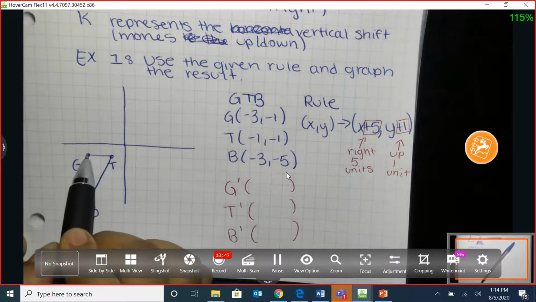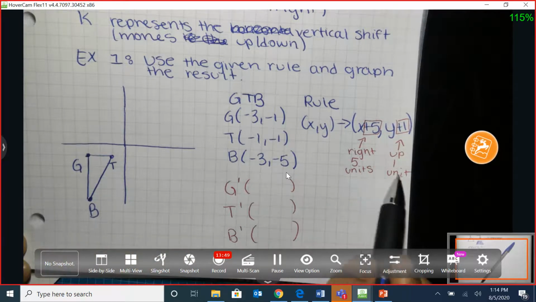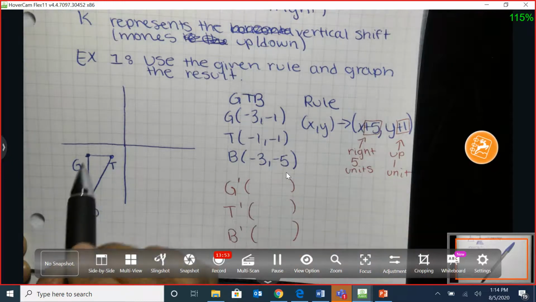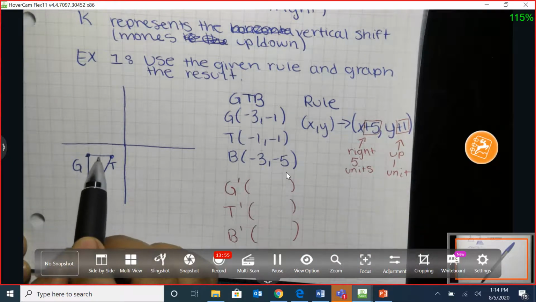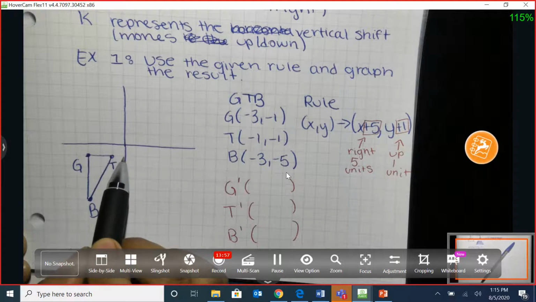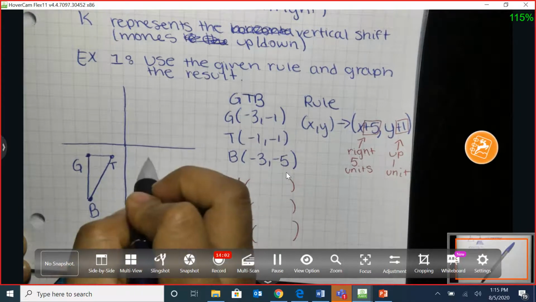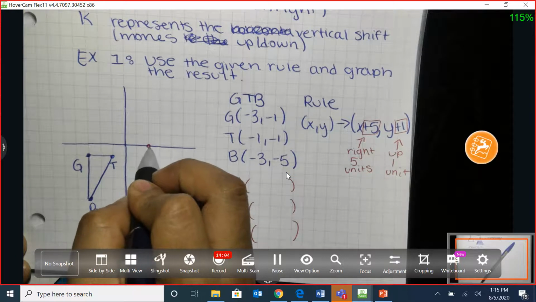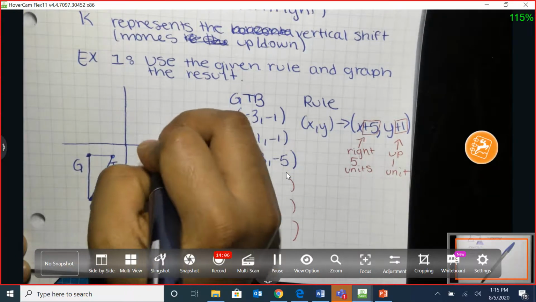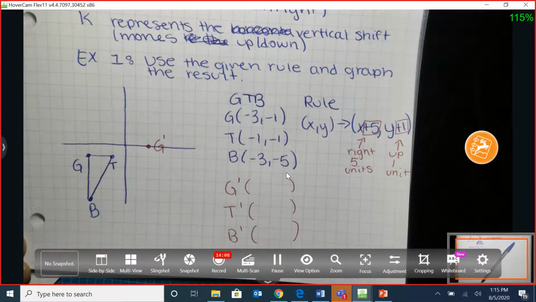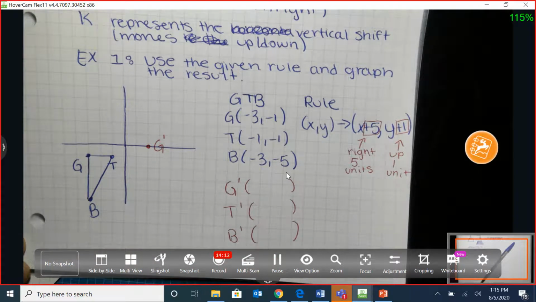So from here, I'm going to pick any points, and like I said, I'm going to go in order. So I'm going to go to G, and just apply what it says here. 5 units to the right, 1 unit up. So I'm going to go, okay, from my starting point, 1, 2, 3, 4, 5, and then from here, 1 up. That's your new point for G prime. Okay? Now, where did G prime land on? What's my new point for that one?